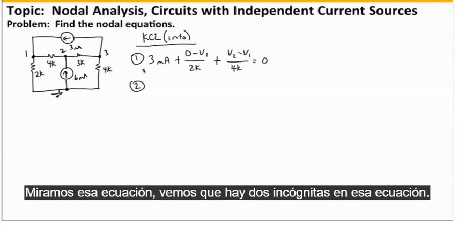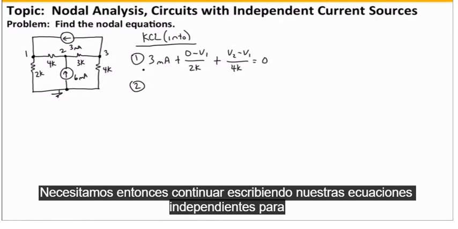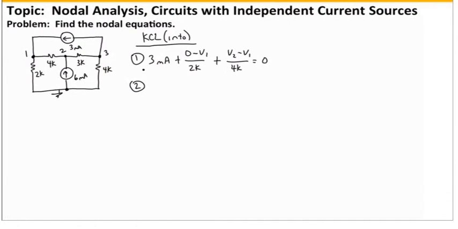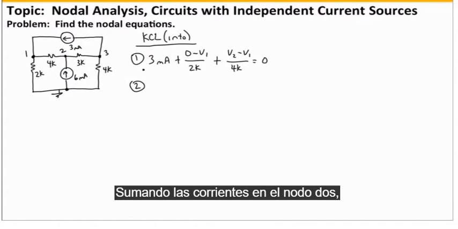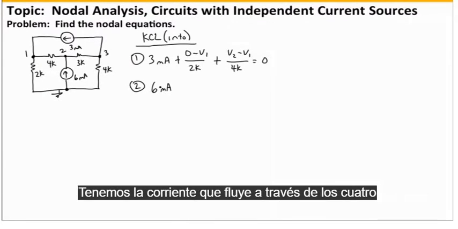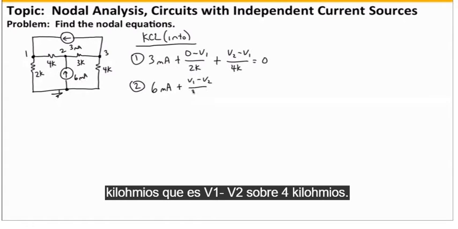If we look at that equation, we see that there are two unknowns in it, the nodal voltages V1 and V2. We need to then continue writing our independent equations so that ultimately we have enough equations to solve for all of our unknowns. So looking at node 2, summing the currents into node 2, we see that we have 6 milliamps flowing into node 2 from bottom up. We have the current flowing from node 1 to node 2 through the 4 kilo ohm resistor. That's V1 minus V2 over 4 kilo ohms.